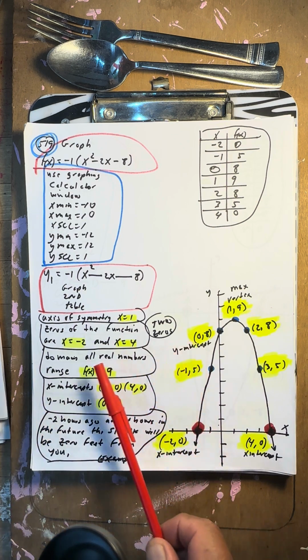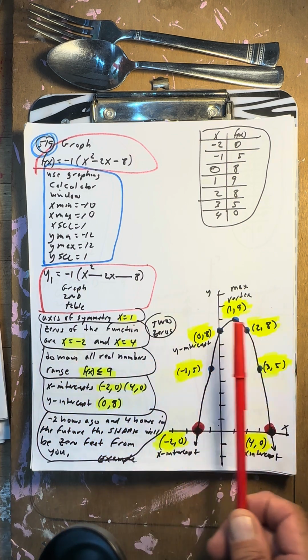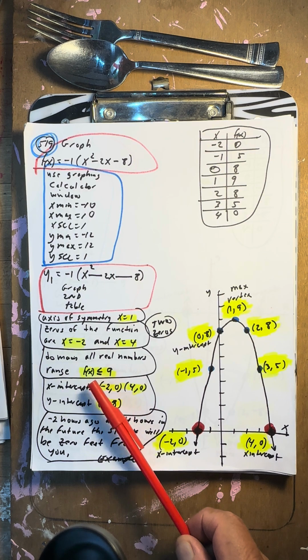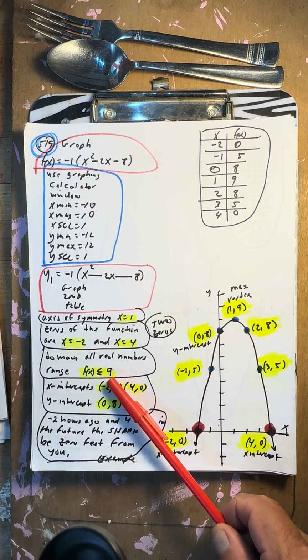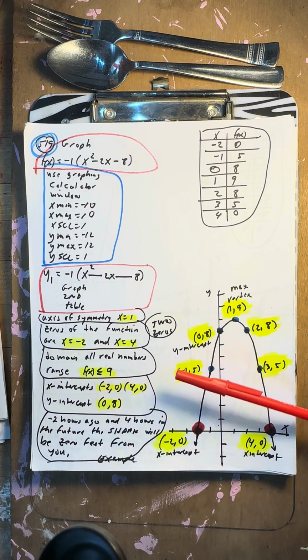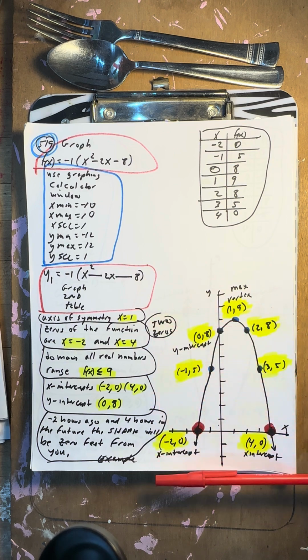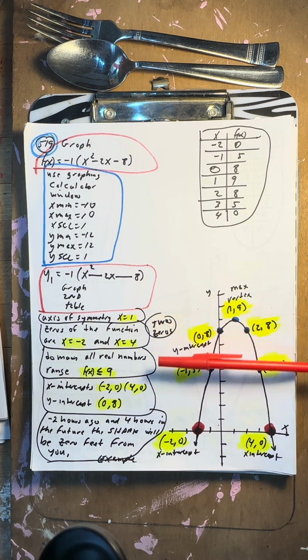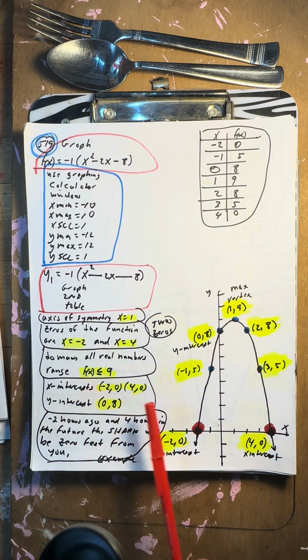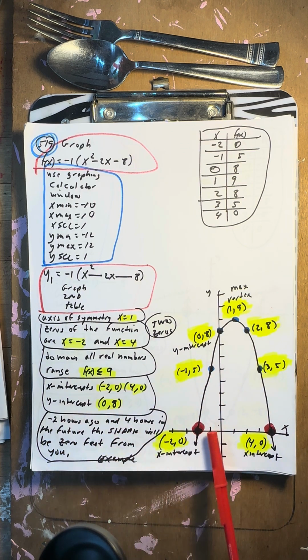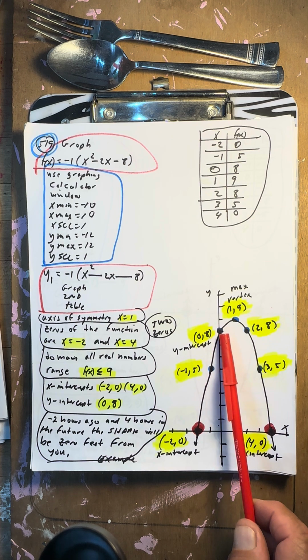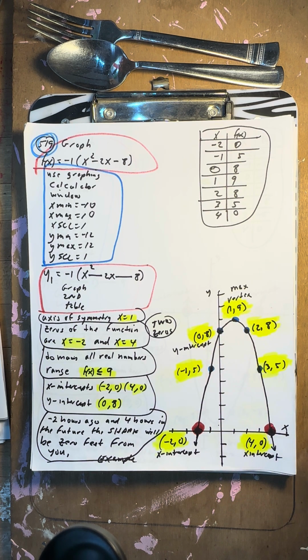Zeros of the function are -2 and 4. 2 zeros. Domain, all real numbers. Anything you want to put in there's fine. Range is f of x is less than or equal to 9, or all real numbers less than or equal to 9. From right here, this way. Okay, from this way to there. Stops. X-intercepts, (-2, 0), (4, 0). Y-intercept, (0, 8).